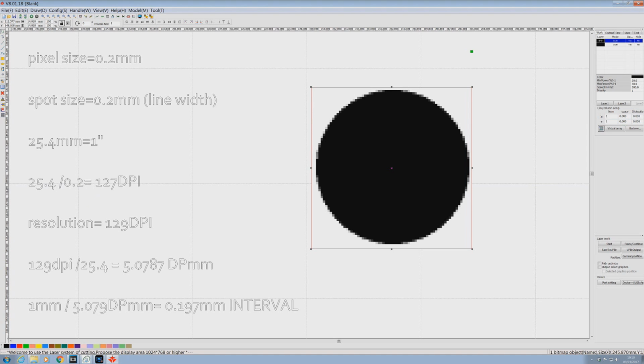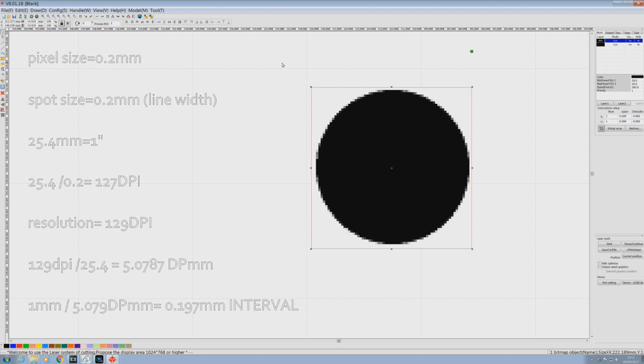So what we should do is calculate the resolution again. At 129 dots per inch, 129 divided by 25.4 gives me 5.079 dots per millimeter. And then if I divide a millimeter by 5.079, I find myself with an interval of 0.197 millimeters. And 0.197 millimeters is not far off the pixel size or the spot size of 0.2. When I produce this circle, I'm hopefully going to get laser lines that touch each other.